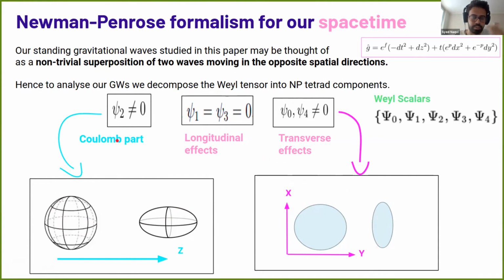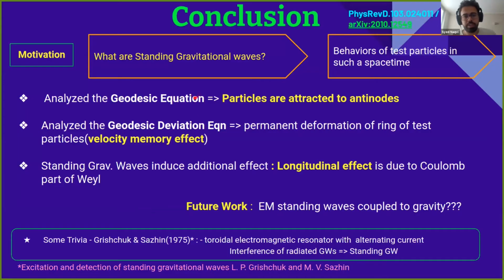The important thing is that the longitudinal effect in our spacetime is happening due to the Coulomb part and not due to the longitudinal part of the Weyl. So to conclude, you cannot trivially superimpose gravitational waves. There are some nonlinear effects. One is the velocity memory effect, which we found. The other effect we found is the longitudinal effect, which is due to the Coulomb part of the Weyl. Future work would be to understand electromagnetic waves coupled to gravity. So I'll stop here, and this is the reference.